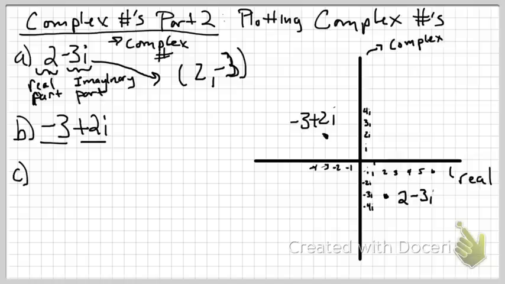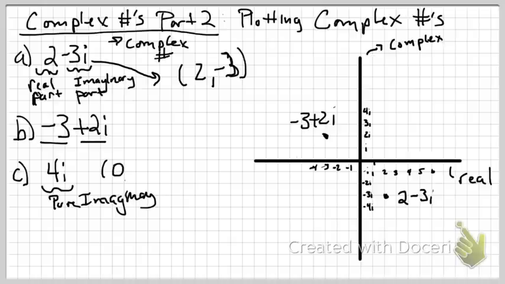Let's do another one. C. Just the number 4i. Now this is a complex number, it's true, but notice how it only has the imaginary part. This is called a pure imaginary number when it only has the imaginary part. So if I want to plot that, think of it this way. The real part is 0, right? And then the imaginary part is 4i. So it's like plotting the coordinate (0, 4). So that would be right up there. I'm going to try to make it a little bit bigger so you can see it. That's the coordinate 4i.